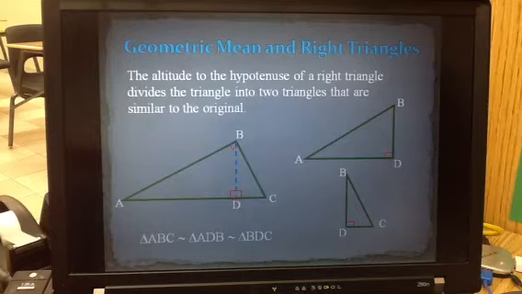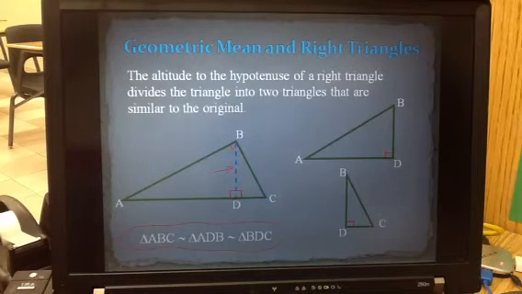Okay, geometric mean in right triangles. If you have an original right triangle, like triangle ABC, it divides the triangle into two triangles if you have an altitude that leaves the right angle. So this altitude right here, if I drop it from the original right angle to be perpendicular to the opposite side, you're actually creating three similar triangles.